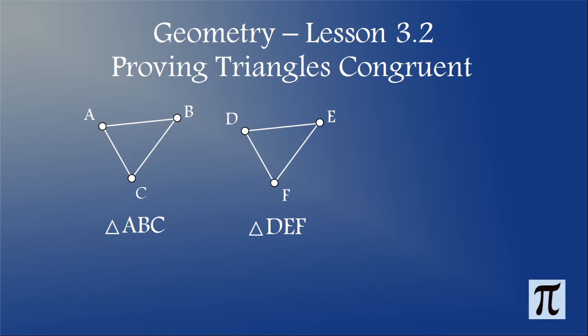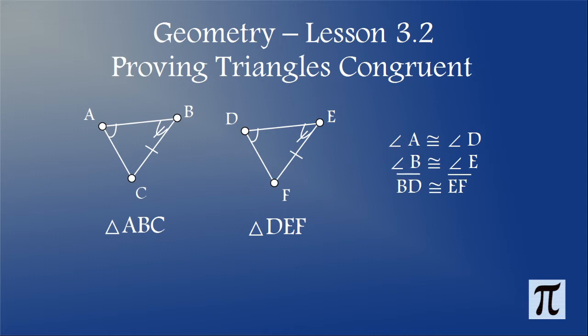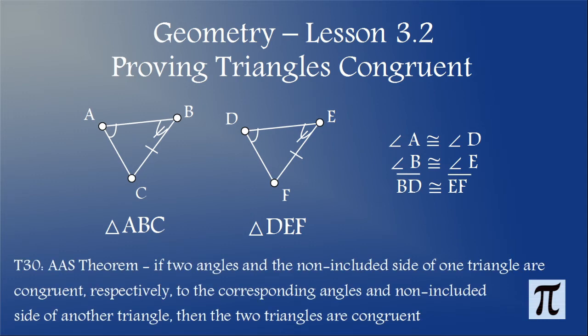Now let's take a look at one more example. Here we have two congruent angles and one congruent side, but this time the side is not included. It's not between the two angles. This leads us to Theorem 30, the angle-angle-side theorem. If two angles and the non-included side of one triangle are congruent, respectively, to the corresponding angles and non-included side of another triangle, then the two triangles are congruent. So just like before, the way we write the theorem AAS shows us that the side is not included. It's not between the two angles, but this will still give us two congruent triangles.